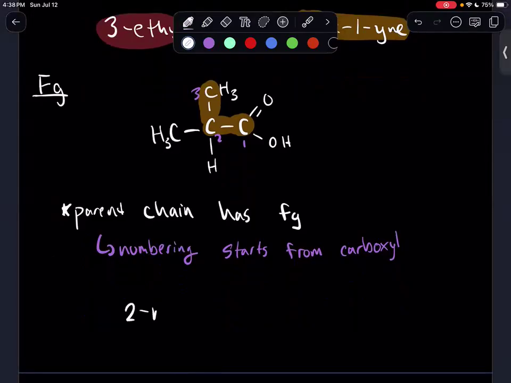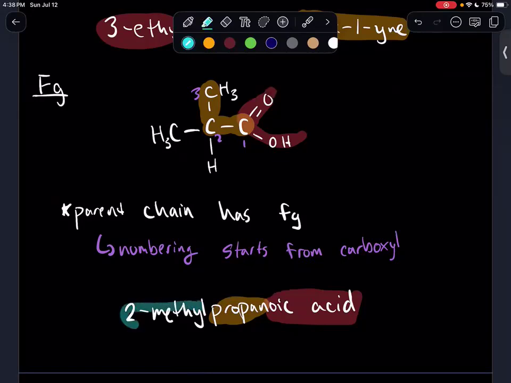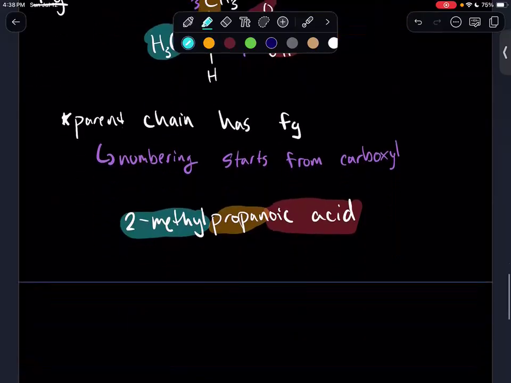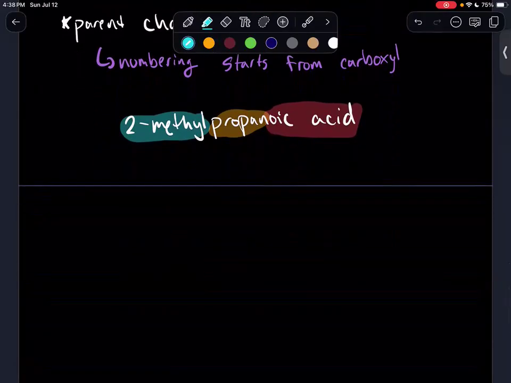It's going to be 2-methylpropanoic acid. That oic acid comes from the functional group of the carboxylic acid. The propan comes from our 3 single bonded carbons, and the methyl comes from that 1 methyl group off to the side. And that's it for functional groups. Now, the only time it gets hard is when we start having multiple chains. So let's look at that, multiple chains with different priorities.